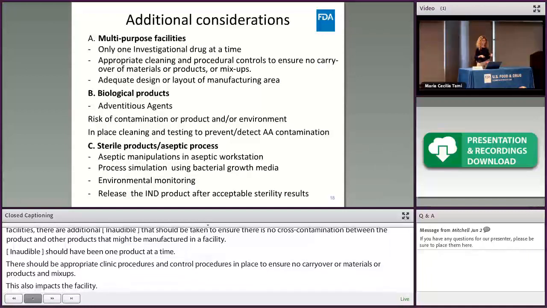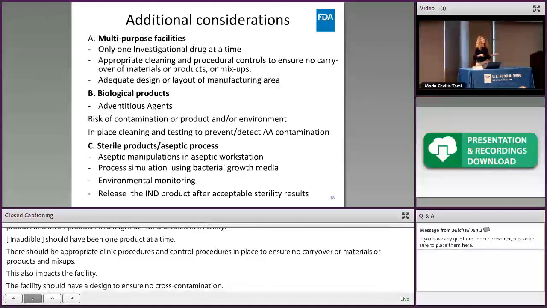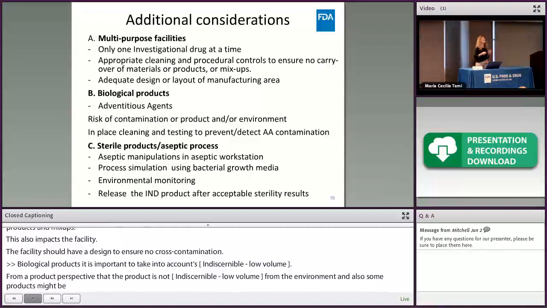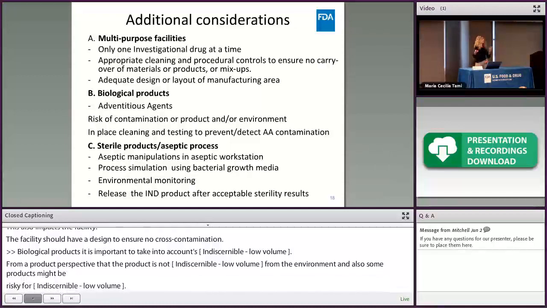For biological products, it's very important to take into account the potential for adventitious agents. From the product perspective, that the product is not contaminated with adventitious agents from the environment, and also some products might be risky, for example, spore-forming. You may be producing your phase 1 material in spore-forming microorganisms. So it's important that it could then be released to the environment. That has to be controlled too.